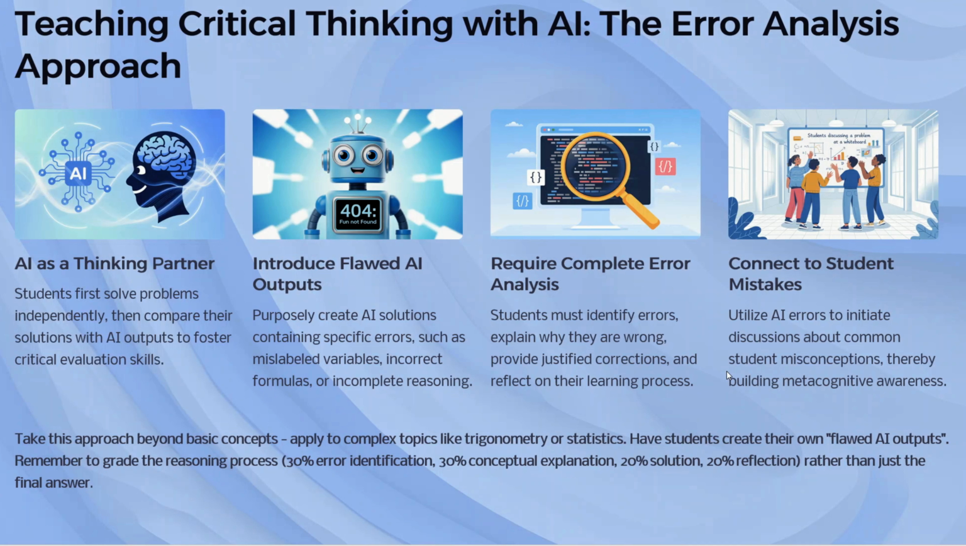Step four: connect AI errors to common student errors. So you can pose questions like, is this the kind of mistake that you or your classmate would make? Then use the AI response to spark a discussion. Why do people misuse this formula? What happens if you forget to distribute? Why is this assumption mathematically invalid? This now creates shared language around reasoning traps, and it reinforces the value of conceptual clarity.